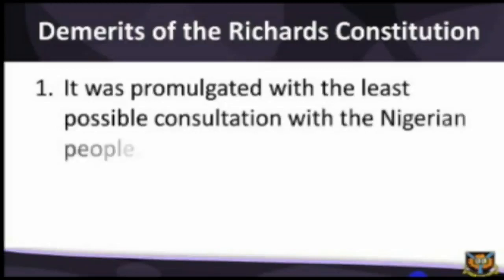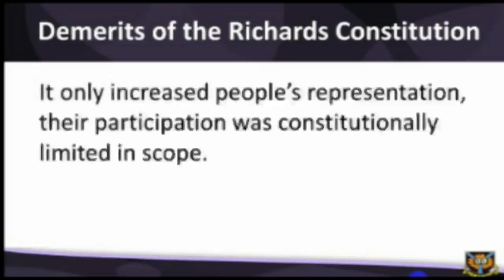In spite of the above merits, many people were angry because the Constitution was promulgated with the least possible consultation with the Nigerian people. It is noteworthy that the Constitution granted the governor excessive powers to nominate members, preside over legislative and executive councils, and to override their decisions when he chose. It was also criticized on the ground that the Constitution only increased people's representation. Their participation was constitutionally limited in scope.